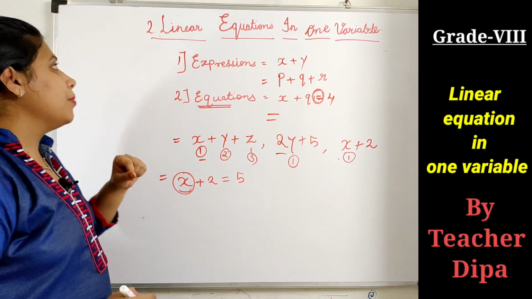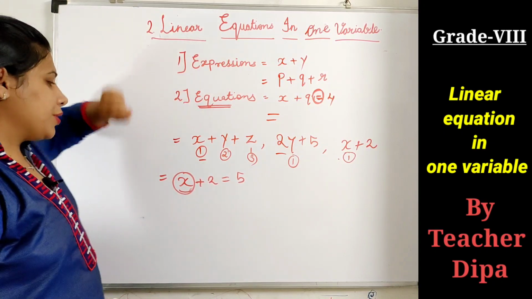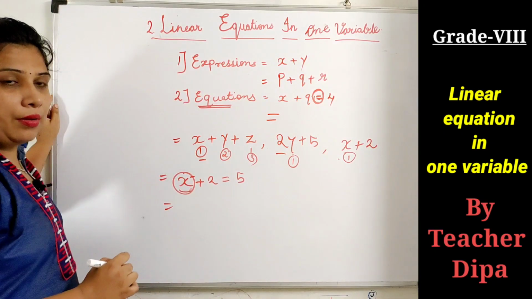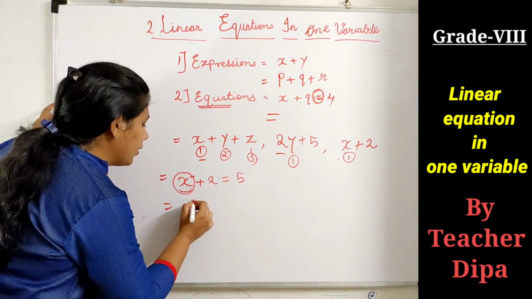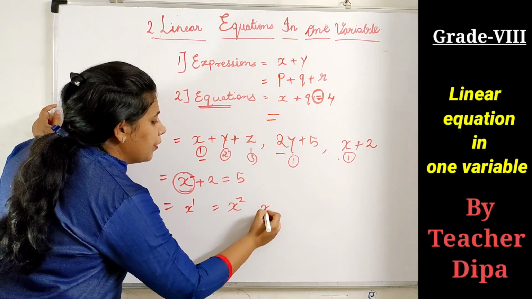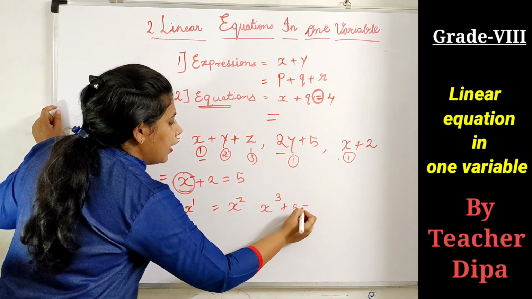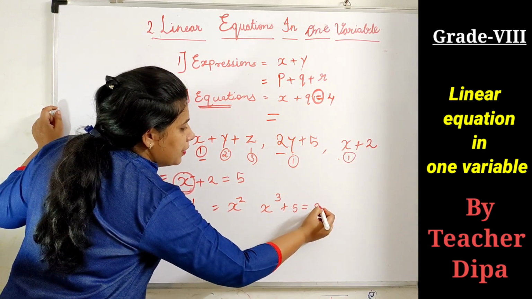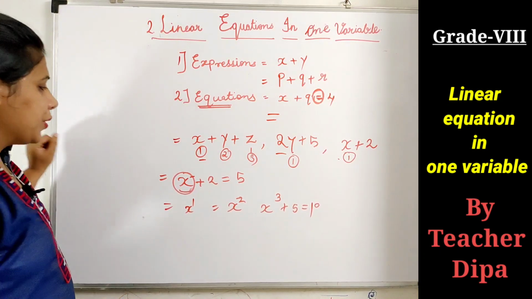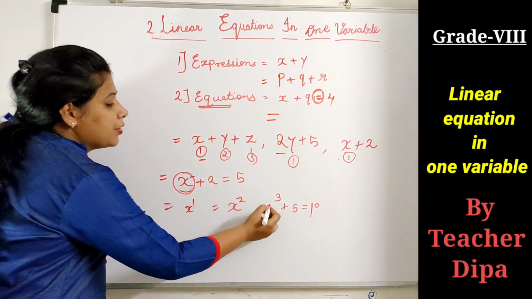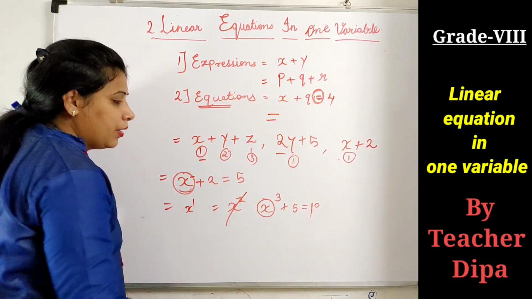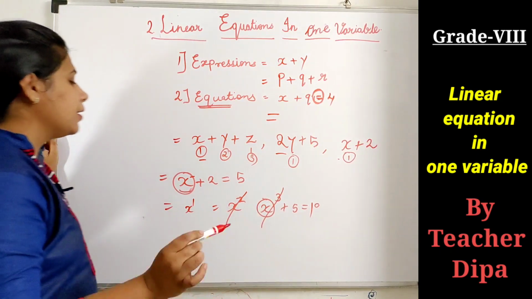One more thing to be remembered is that in the linear equation we just have to see the power of the variable. Here the variable power is 1. If I write the variable power as 2, or the variable power as 3, and I put it into the expression, what is happening? This is the second rule: in a linear equation the variable should not be raised to a power more than 1. It means this will not be a linear equation, this will not be a linear equation.